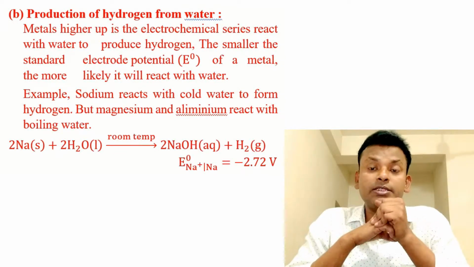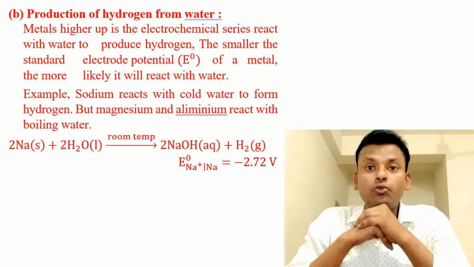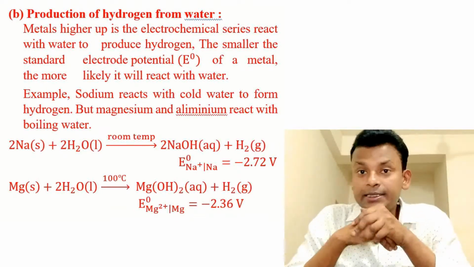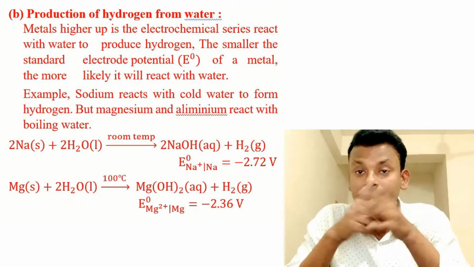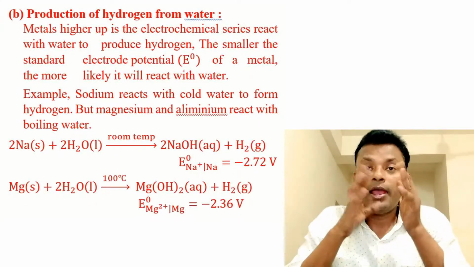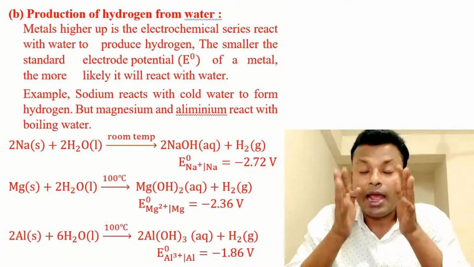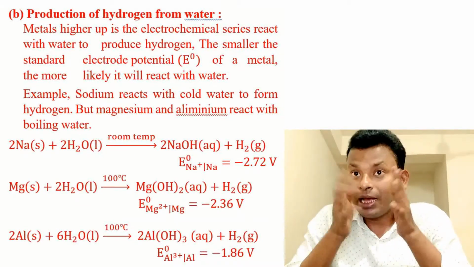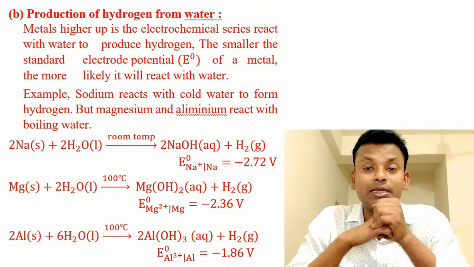Here the reduction potential of sodium equals minus 2.71 volt. Magnesium plus 2H2O at 100 degree centigrade gives magnesium hydroxide plus H2 gas. Here the reduction potential of magnesium equals minus 2.36 volt. And also aluminium, that is 2Al plus 6H2O at 100 degree centigrade gives 2Al(OH)3 plus 3H2 gas. Here the reduction potential of aluminium equals minus 1.66 volt.